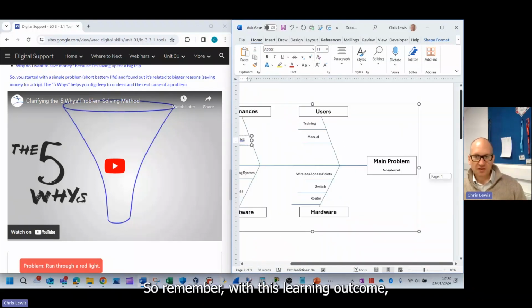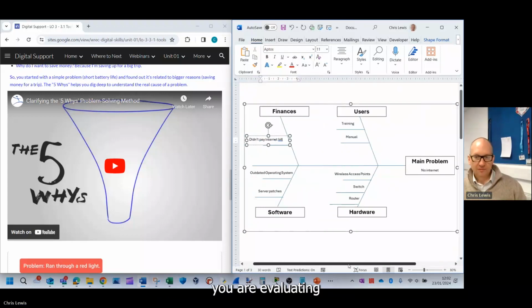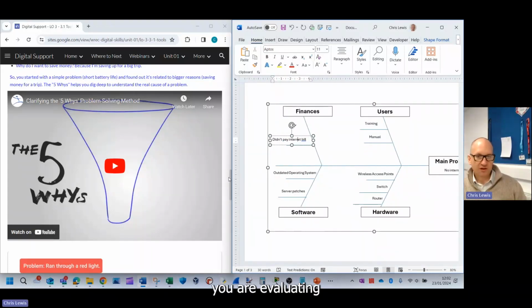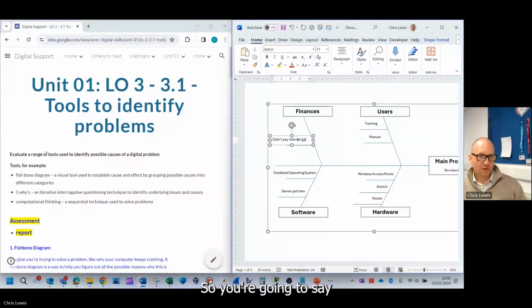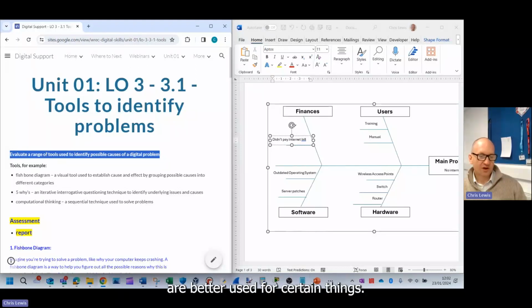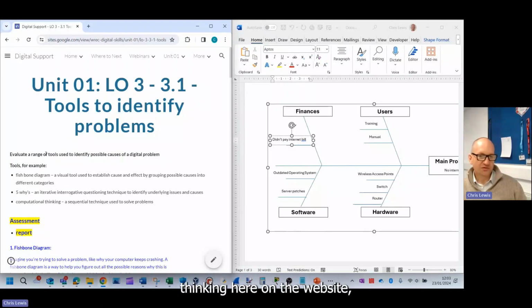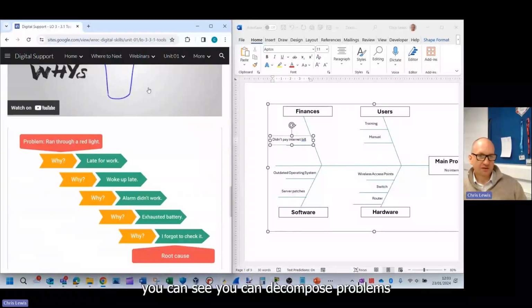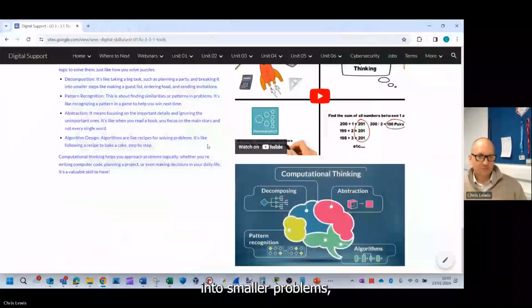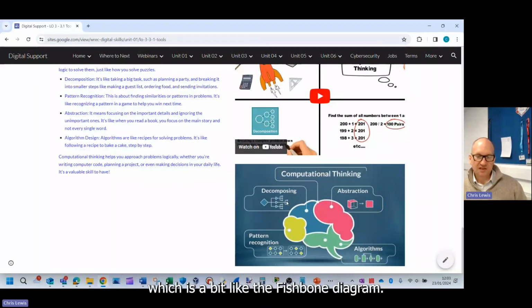So remember, with this learning outcome, you are evaluating a range of tools. So you're not just describing and explaining them. So you're going to say which ones are better used for certain things. Now, the last one, computational thinking. Here on the website, you can see you can decompose problems into smaller problems, which is a bit like the fishbone diagram.